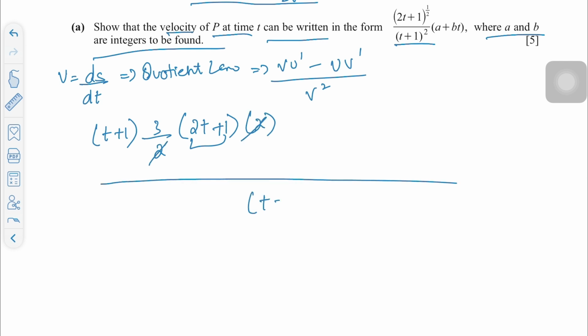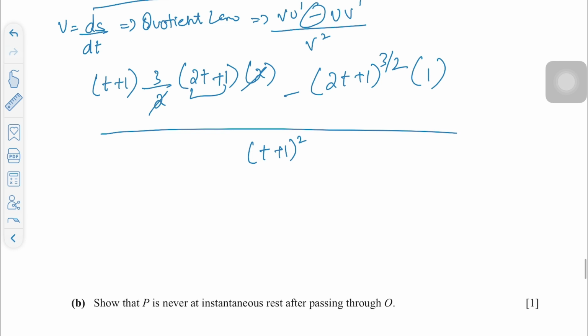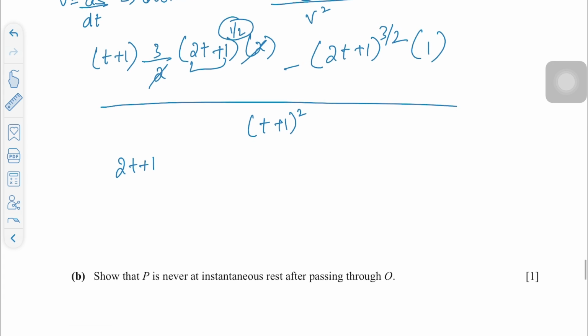We will write this whole divided by t plus 1 whole squared, and then we have a negative sign over here. We have our u as 2t plus 1 power 3 upon 2, and we have our differentiation of v as 1, right? So let's just separate these first. So this would be 2t plus 1 power 1 over 2. This would be power 1 upon 2 because 3 over 2 minus 1 would be 1 over 2. And this would be t plus 1 whole squared.